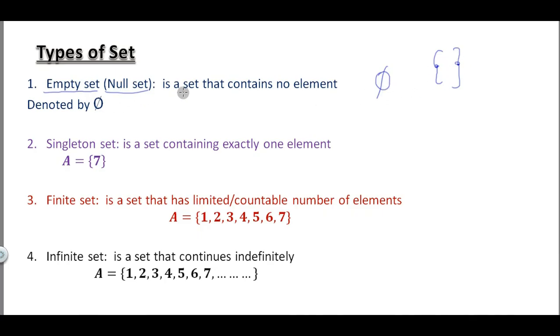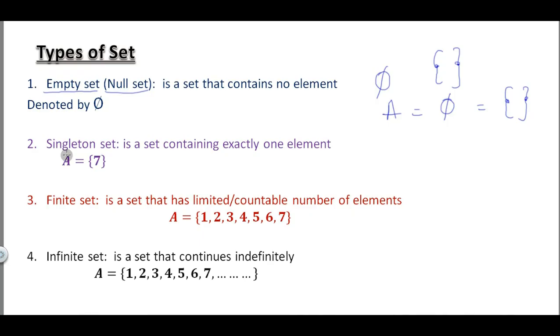An empty set is a set that contains no element. So you can see that this set contains no element. If it says set A is equal to this, it means that set A is an empty set. It means that set A contains no element. If it says set A is equal to this curly bracket with nothing inside, it means that set A is an empty set. So again, an empty set is a set that contains no elements.